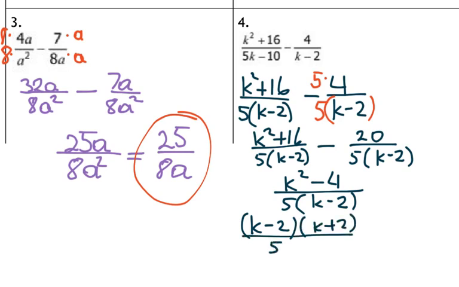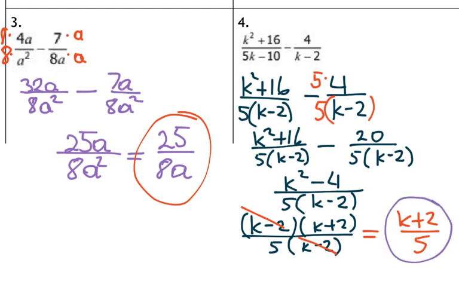And my denominator is 5k minus 2. Now I can simplify this expression further by reducing this fraction by k minus 2. So my answer is going to be k plus 2 over 5, and that's the simplest form of this expression.